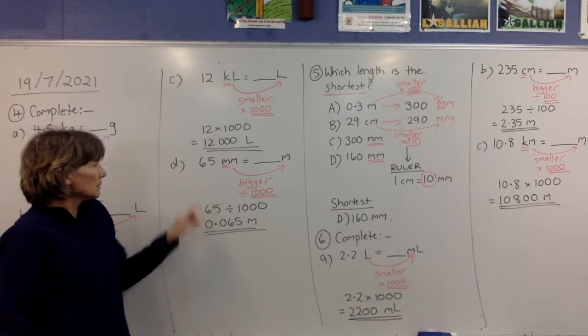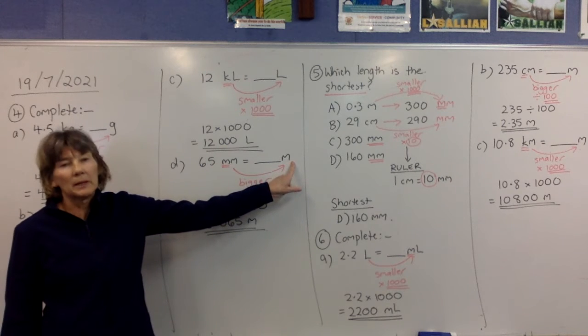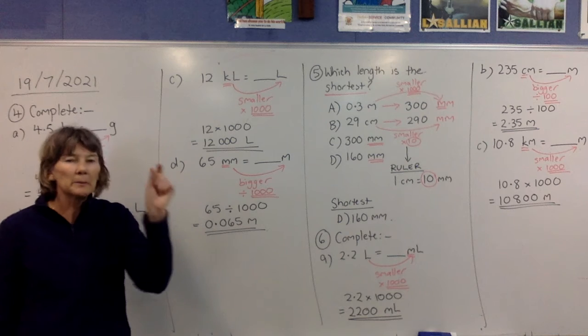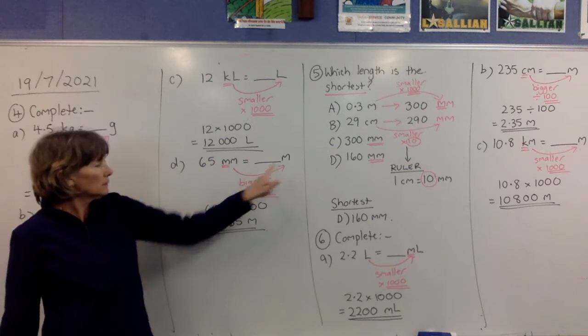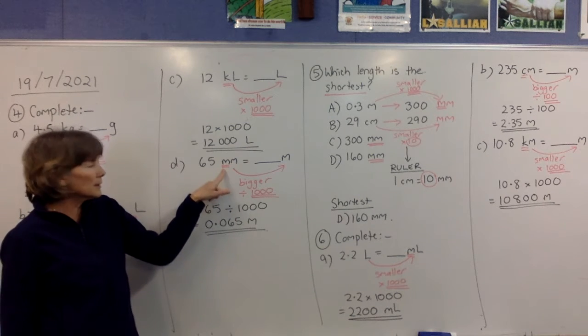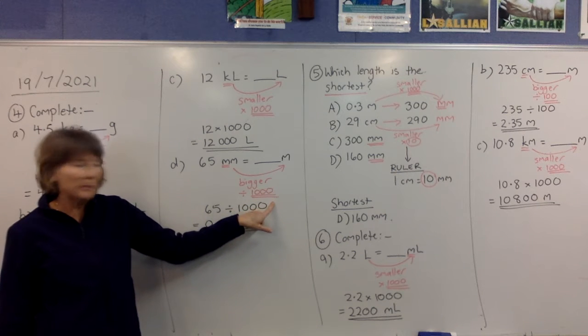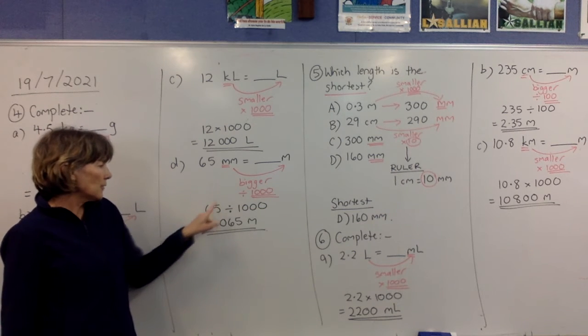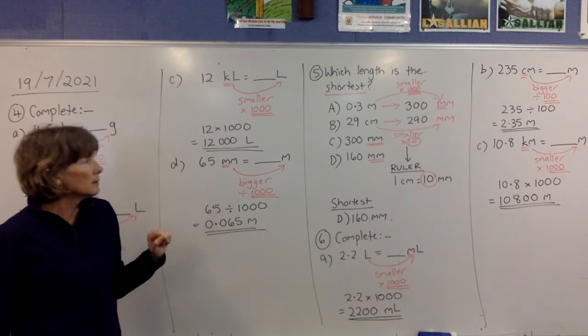And the next one, millimetres to metres. Metres are bigger than millimetres. Millimetres are this big, metres are this big, so these are bigger, so we're going to divide this time. Look for your prefix, it's m for milli. Milli is 1,000, so we're going to divide by 1,000. 65 divided by 1,000 is 0.065 metres.